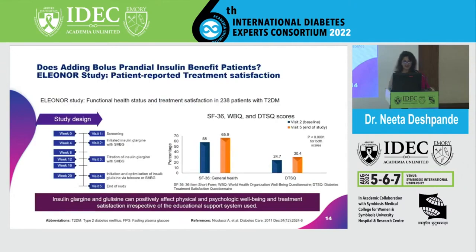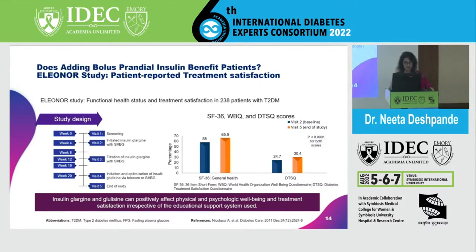So, does adding bolus prandial insulin benefit patients? So this is the Illinois study, and patient reported treatment satisfaction. Now, it is often said in favor of premix insulin that it's a single insulin, so you have the ease of giving the same insulin even for intensification. There's no question of starting one more insulin and all that. So convenience, quality of life, etc. was studied with the basal bolus regimen, and the patient's DTSQ scores on general health as well as on patient satisfaction was seen.